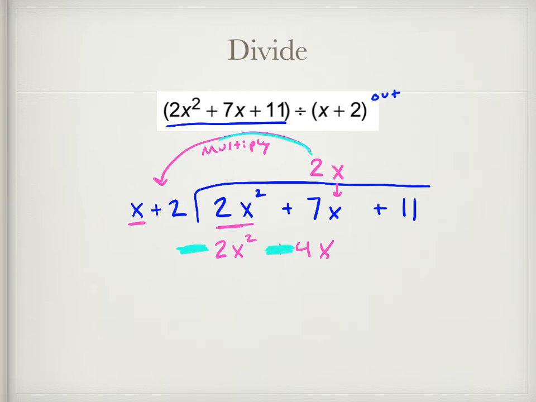4x came from multiplying 2x times x, and then 2x times 2. So we have to multiply it to both of those. 2x times x is 2x squared, and then 2x times 2 is 4x. Now when we add these two rows together, what do we get? What happens to the 2x squared minus 2x squared? It cancels. What is 7x minus 4x?